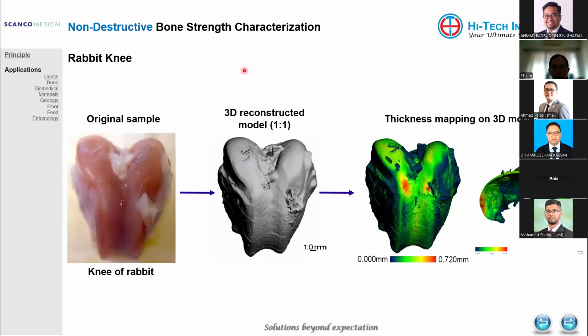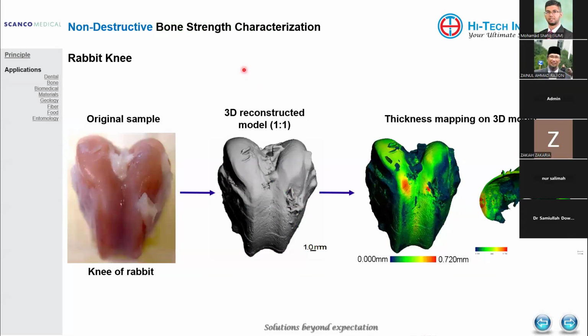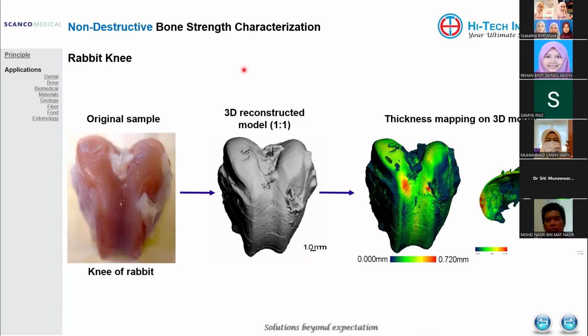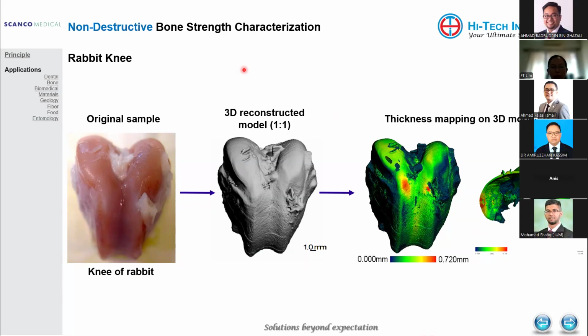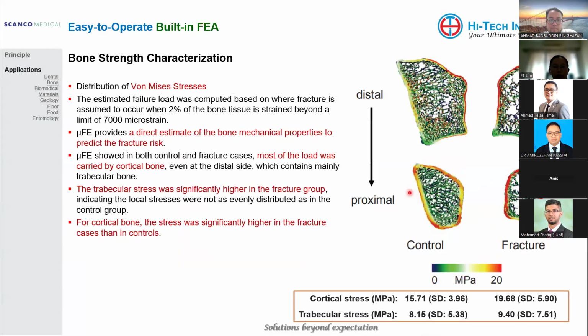We can also do bone strength characterizations. For example, for researchers who would like to see, after they have implanted or modified or treated the animal bones, whether they are expecting to look at bone regeneration or the scaffold implant, or after they have injected some kind of mesenchymal stem cells or cartilage. So they would like to look at the before and after. They can look at the thickness, and they can also use the finite element that I have mentioned to study the strength of the bone.